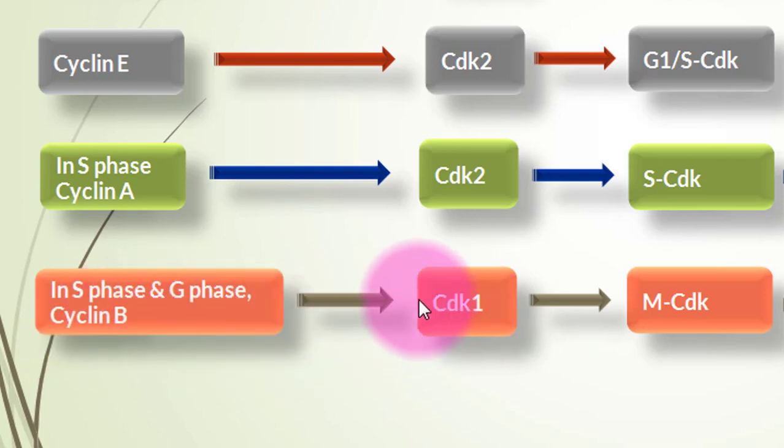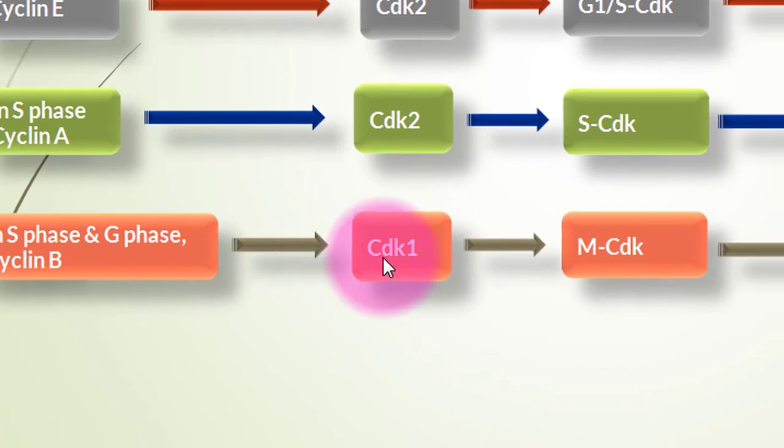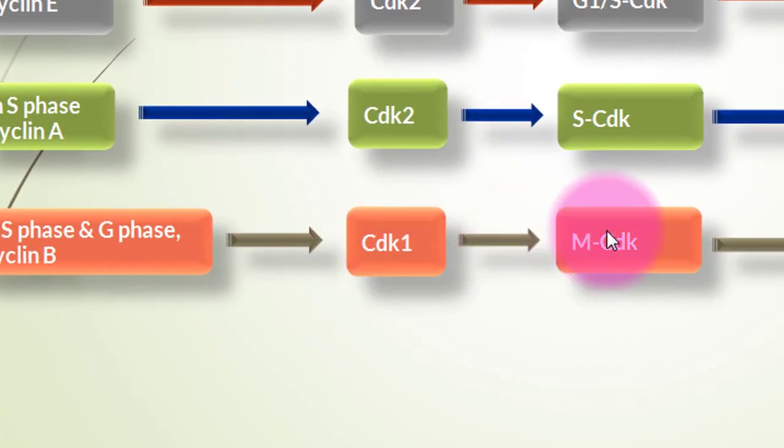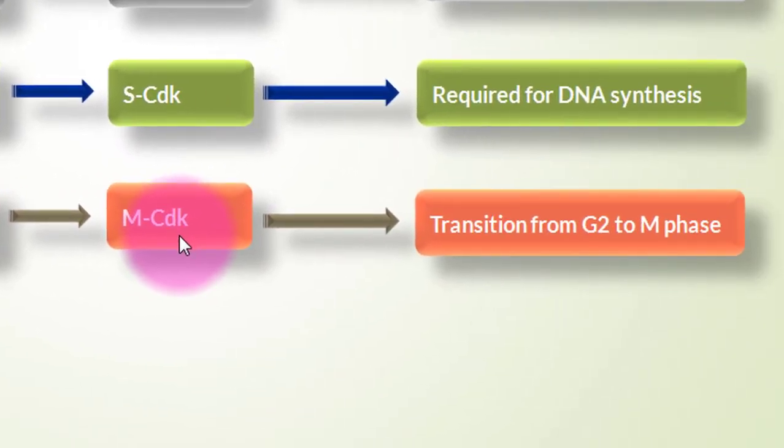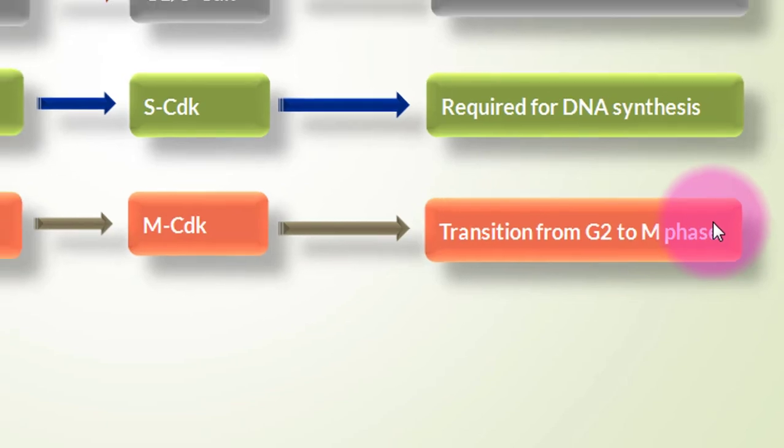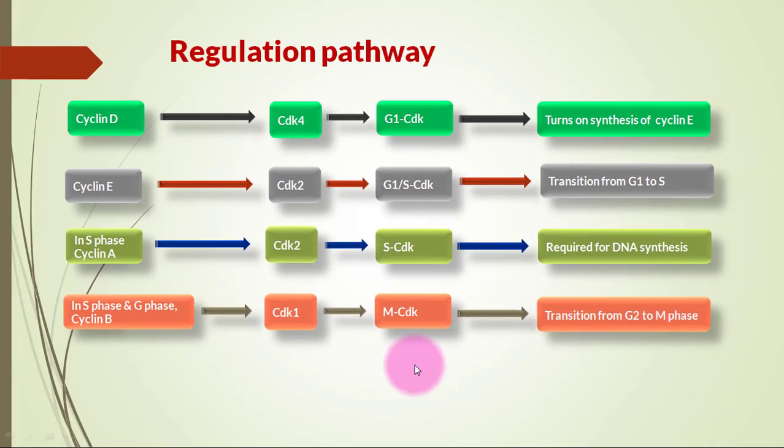Cyclin B will then bind to CDK1 to form an M-CDK complex. When M-CDK reaches a threshold activity, when there is enough of the M-CDK complex, it will trigger the transition of the cell from G2 to M phase. Now the cell will be allowed to go to M phase. So this is in general the regulatory pathway of the cell cycle.